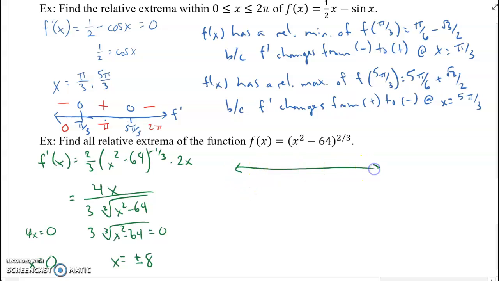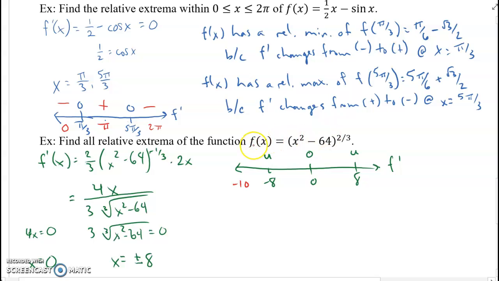When we investigate our f prime line, we put negative 8 on the left, we put 0 in the middle, we put 8 on the right. And these are places where either the derivative is equal to 0 or it's undefined. So I put little u's there for undefined. And then I do some test points. Maybe I'll try negative 10. And I'm checking not in the original function.